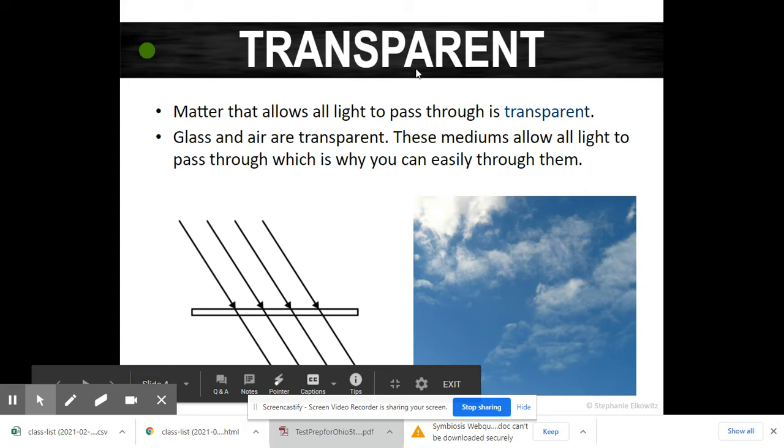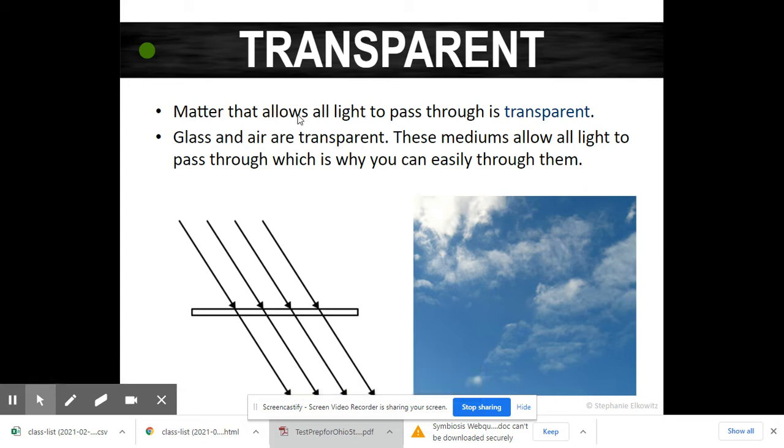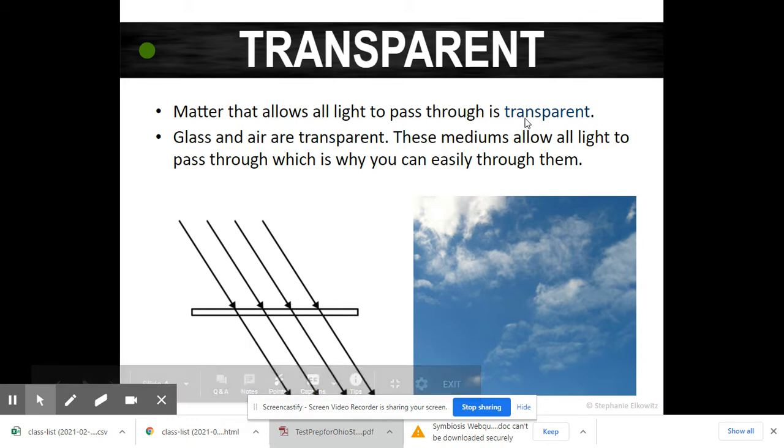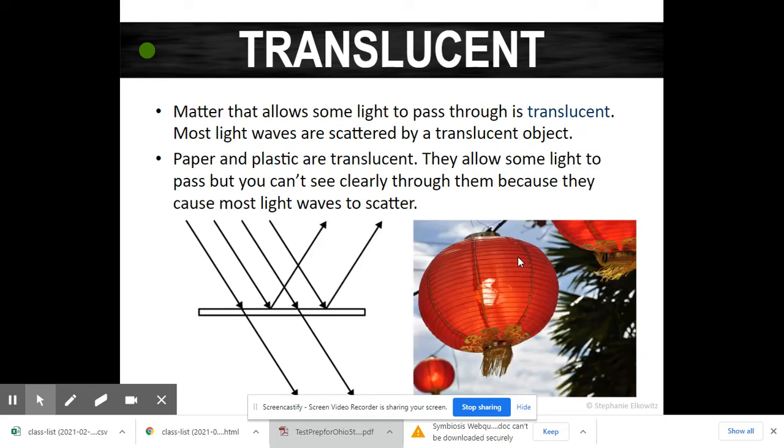So, the definition of transparent is when matter allows all light to pass through it. In that case, it is the window. All light can pass through it, so it is transparent. Any form of glass and air is transparent. These mediums allow all light to pass through, which is why you can easily see through them. So some other examples, okay, clouds would be transparent.